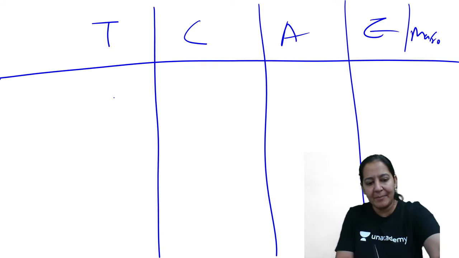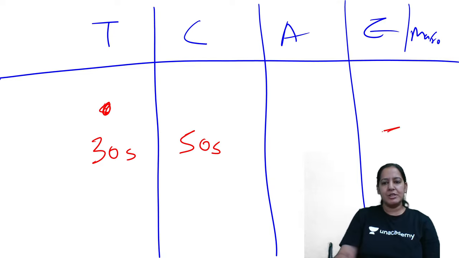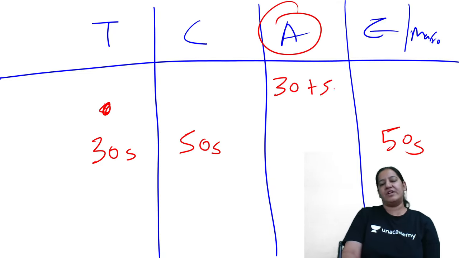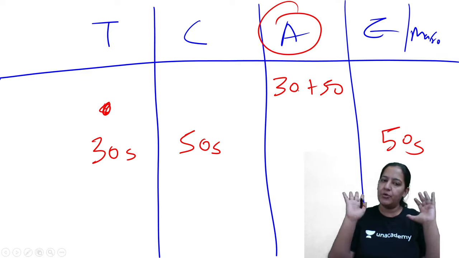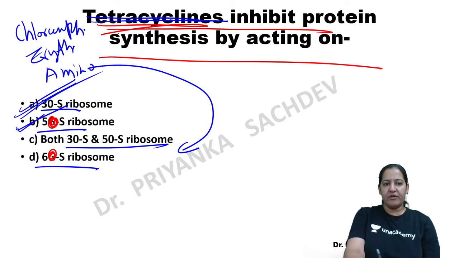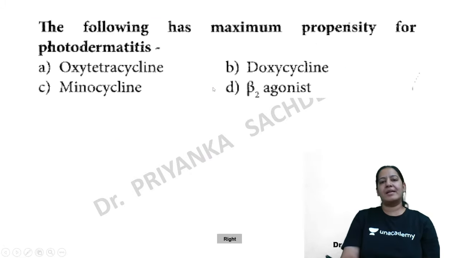Right? So, the summary is that this one acts on 30S, this one on 50S, this one also on 50S, and only aminoglycoside on both 30 plus 50. Learn it. Now, any question coming, you can answer. Currently, I am asking for tetracycline, so the answer is 30S. So, in this question, for tetracycline, the answer is A, 30S. Shall I move ahead?